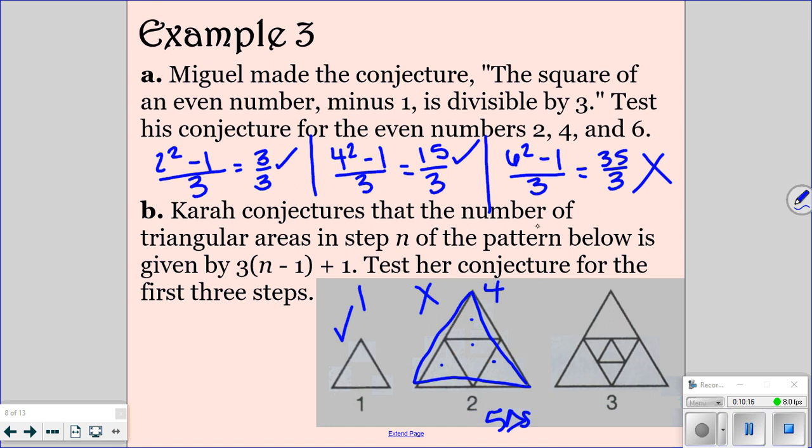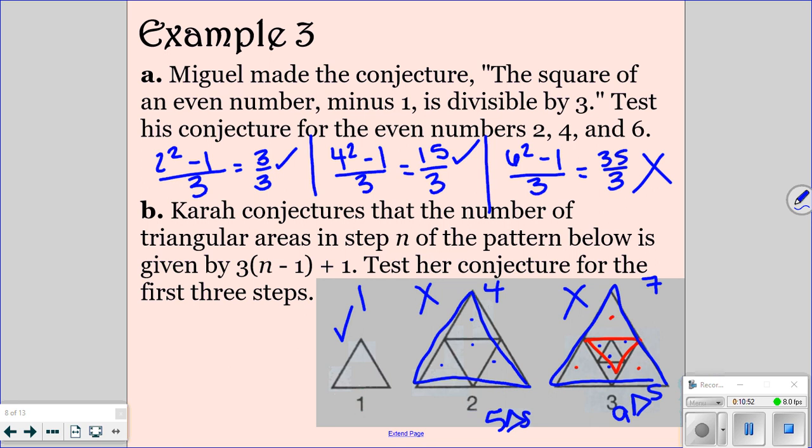Now let's test the next one. 3 minus 1 is 2, times 3 is 6, plus 1, we should have 7 triangles. So we've got 1, 2, 3, 4 itty bitty ones, and then we have 1, 2, 3, 4 bigger ones, and then we have one big one. So 4 plus 4 plus 1, that was 9 triangles. So it does not work for the second one or the third one.